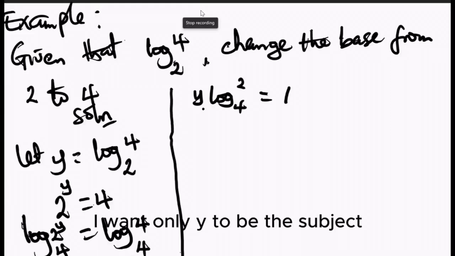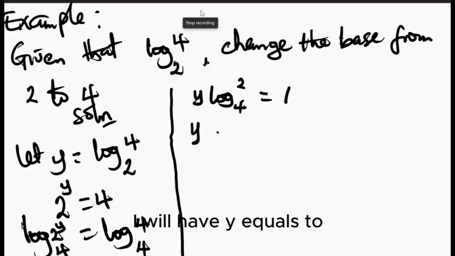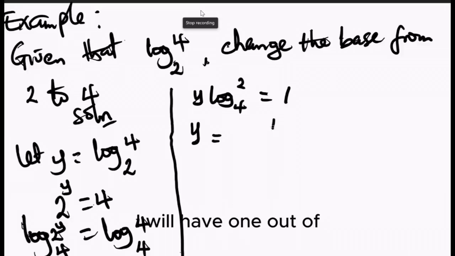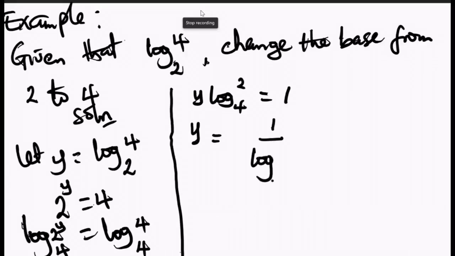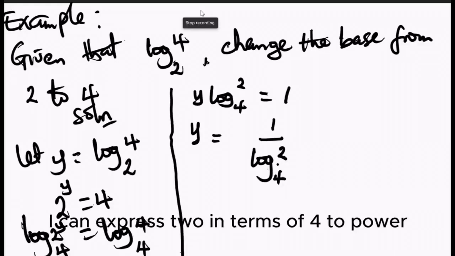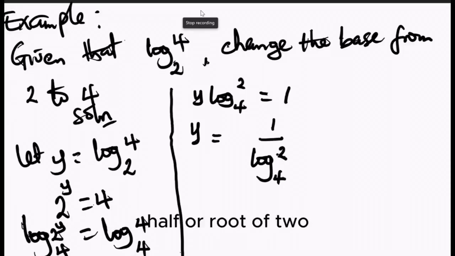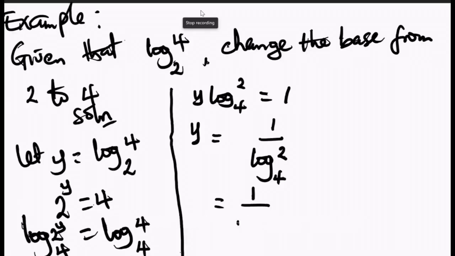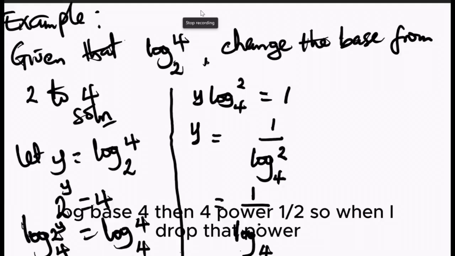I want only y to be the subject. I will have y equals to, when you divide both sides by log base 4 of 2, 1 out of log base 4 of 2. But here, if you see log base 4 of 2, I can express 2 in terms of 4 to power half, or root of 2. So I can simply say 1 out of log base 4 of 4 to power half.